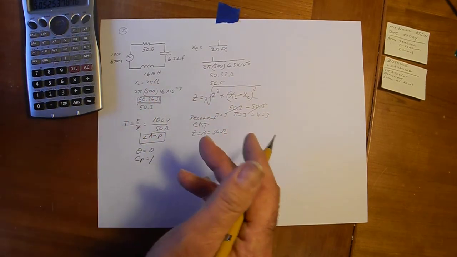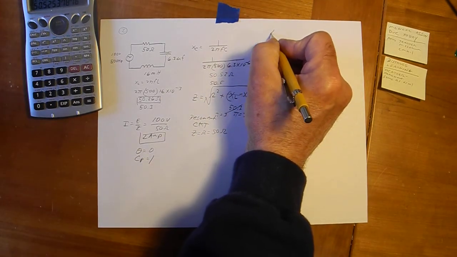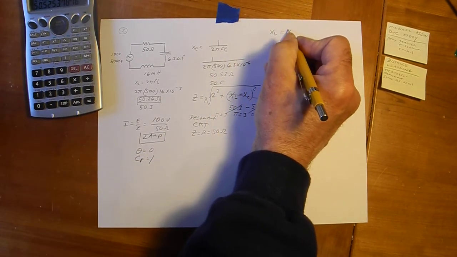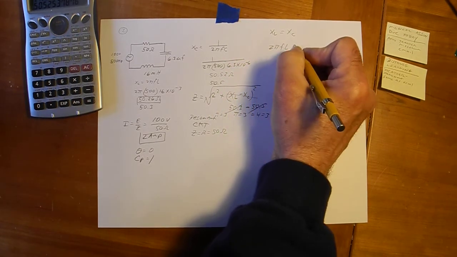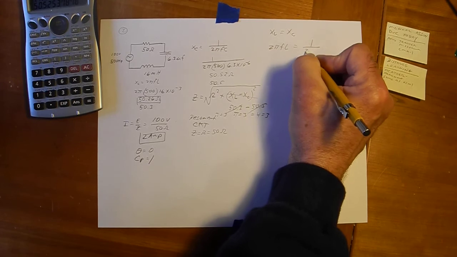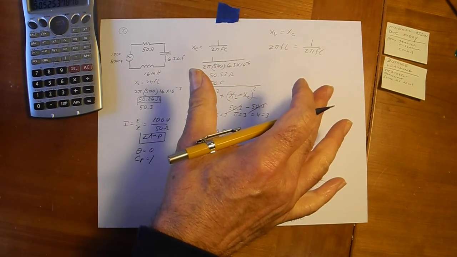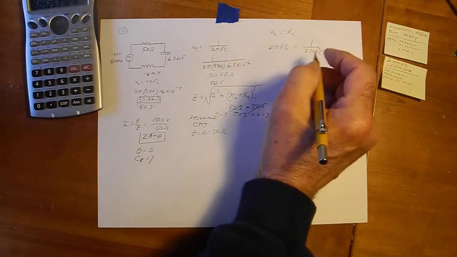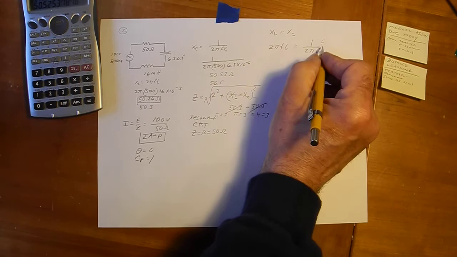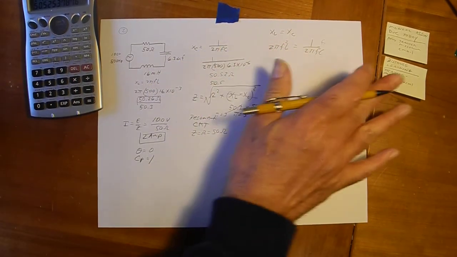So we can get a formula from that. At resonance, X of L equals X of C. If we take 2 pi F L and set it equal to 1 over 2 pi F C, we can solve this for F. Let's multiply both sides by F. It'll cancel out here, but it squares there. Now let's leave this F alone and move everything else over.